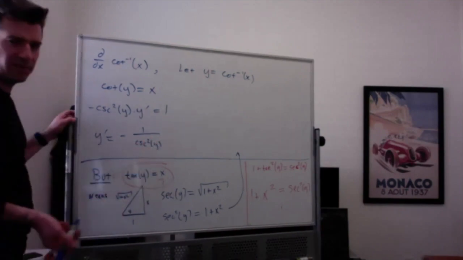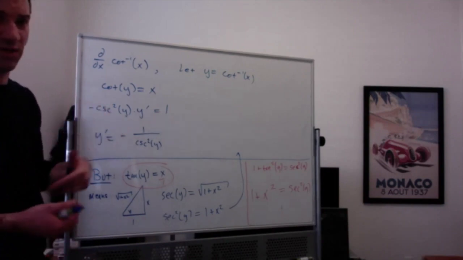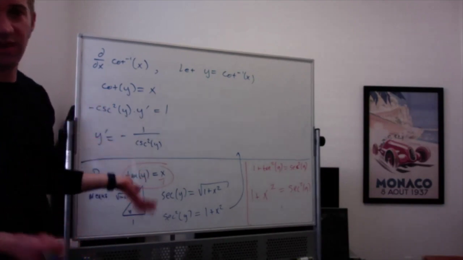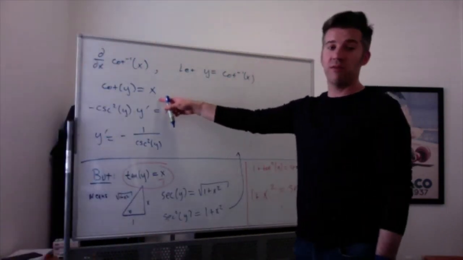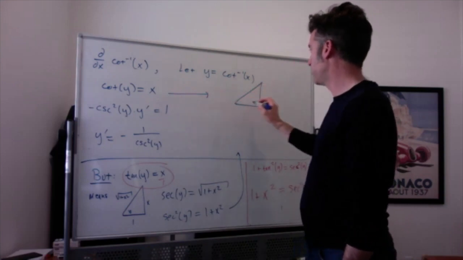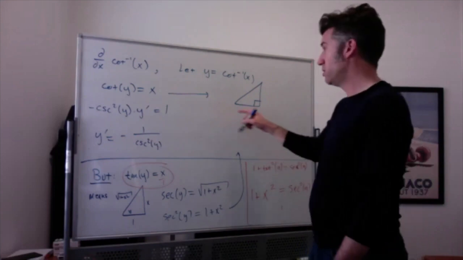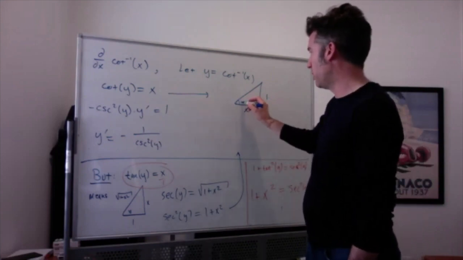It's funny, every time I've done this problem, I've never taken the time to rewrite this. Well, you could write 1 over cosecant squared as sine squared, or you could totally write this as negative sine squared of y. I just never do. We've got cotangent of y equal to x. Cotangent is not opposite over adjacent, but adjacent over opposite. So it's going to be x over 1, where this is my angle y.